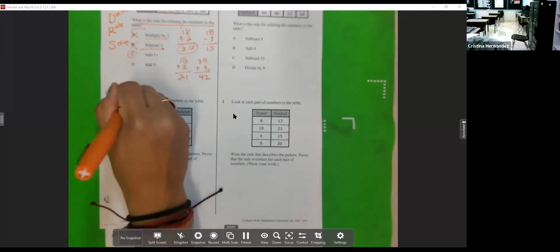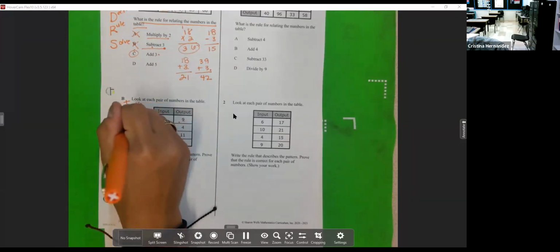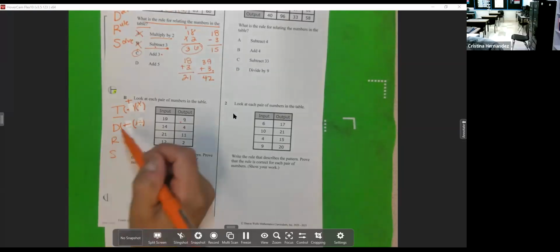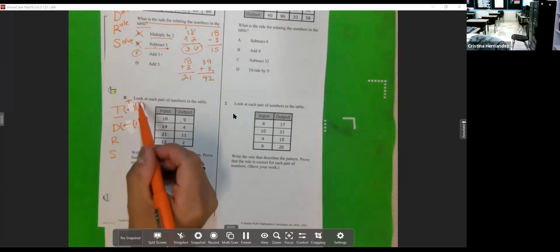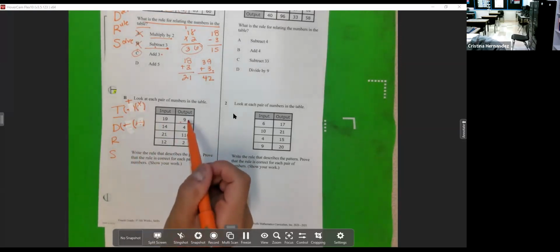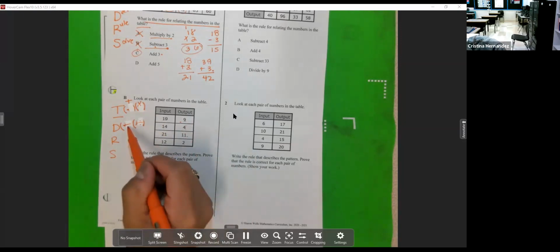Increasing. We're gonna do plus, and then subtraction, and then division. I know it looks weird. When we're talking about increasing, your output is going to be getting bigger. If we're decreasing, your output's going to be getting smaller. So that means we would subtract or divide.